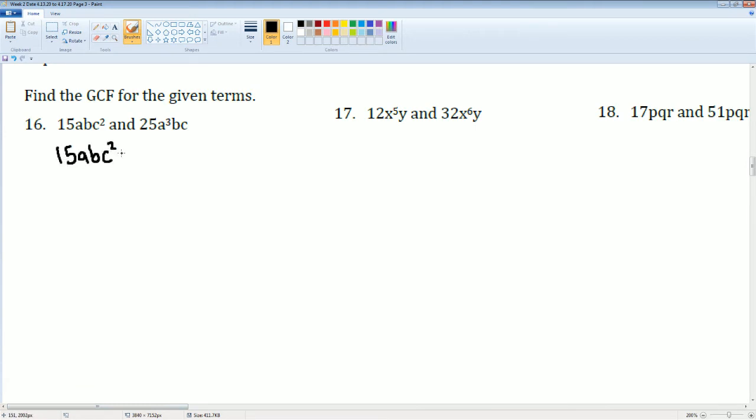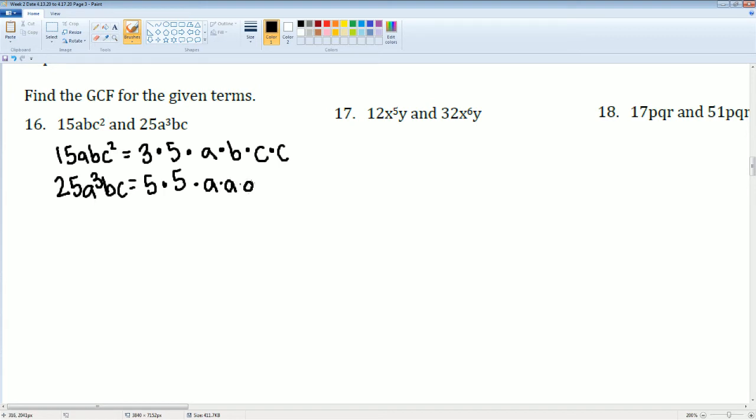ABC squared is equal to, what numbers make up 15? 3 times 5, right? Now we do write this. A, then 1B, then C squared, so there's two C's. Okay? Then we write 25, A cubed, BC. 25, we can just break that up to just 5 times 5. There's three A's, so A times A times A, 1B, 1C.